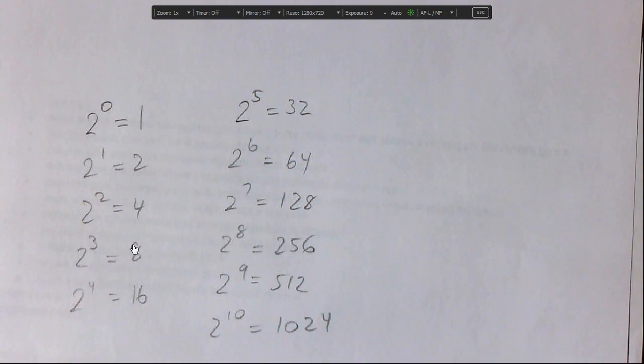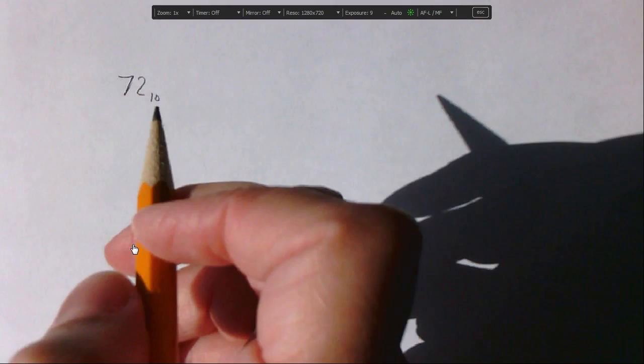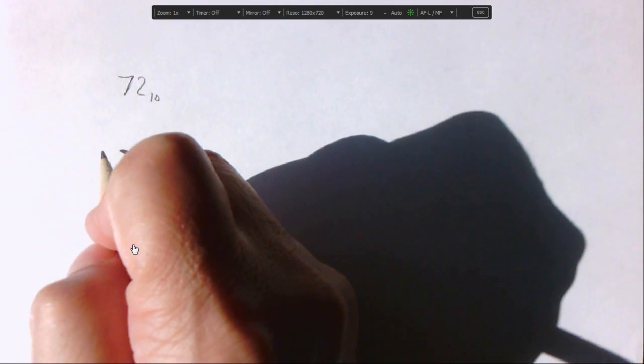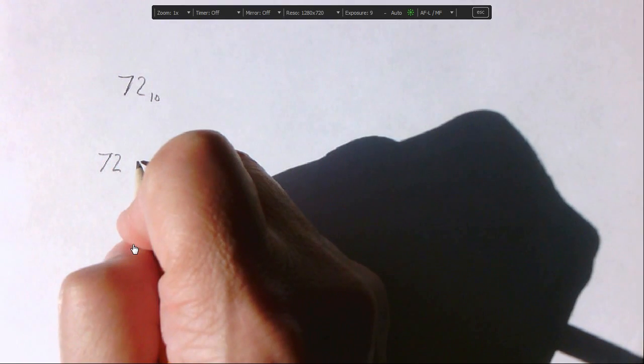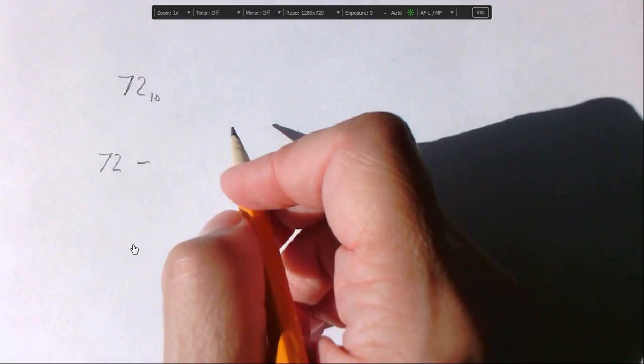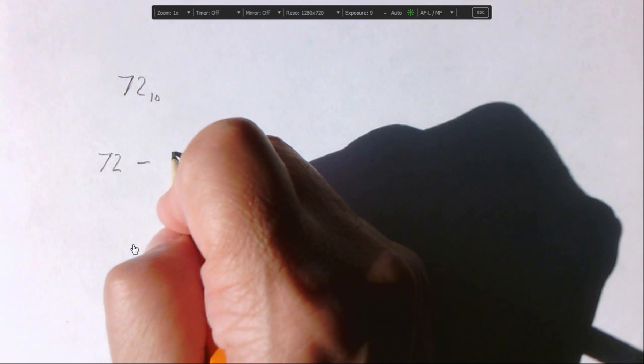Okay, which hopefully you'll memorize. But for now, you can just look it up. So the greatest power of 2 that's less than 72 is 64. So what I will do is take 72 and subtract 64.